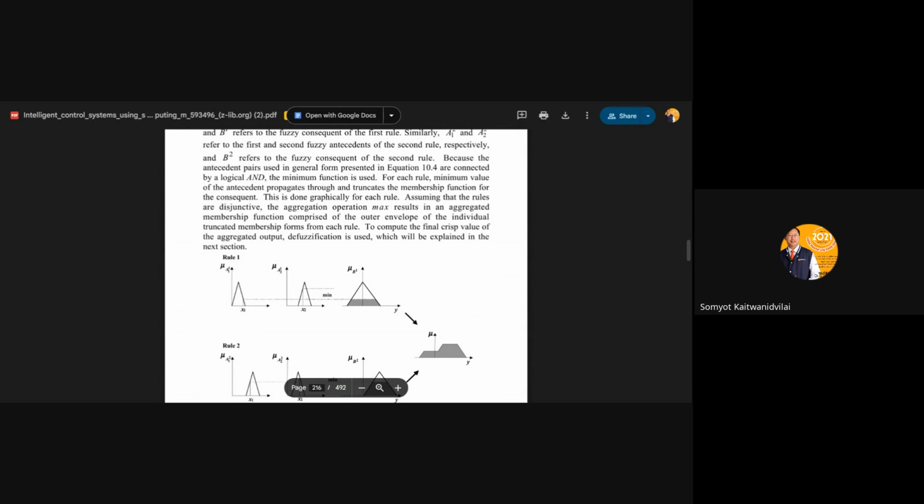When you have rule number one, rule number two, and sensor number one, for example x1, what is the meaning of x1? The value of x1 can be represented by mu1, and x2 by mu2. If you combine them with AND, you take the minimum value to the output membership function. Then you combine all of the rules into this shape, and you find the center of gravity of this shape to get the output action.